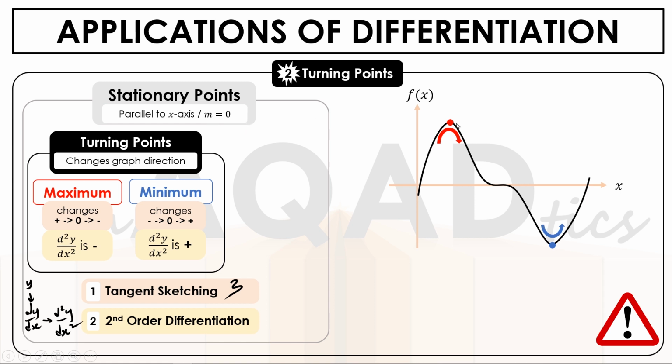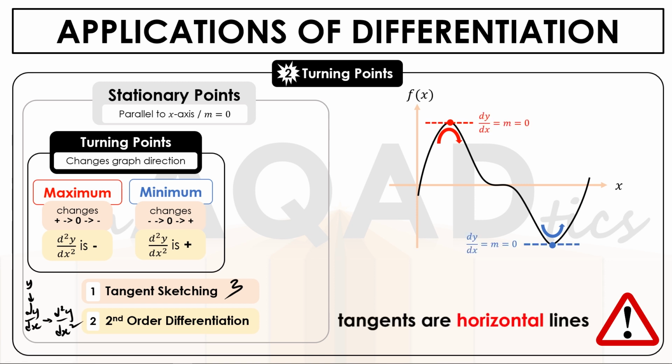So let's say if I draw tangents for these 2 points, it's actually a horizontal line. For horizontal lines, their gradient is always 0, right? And we have learned from the previous application that m is equal to dy over dx. So if their gradient is 0, this means their dy over dx is also 0 for both the minimum and maximum point. So this is the thing you need to know. For maximum and minimum points, their gradient is always 0. dy over dx is 0.